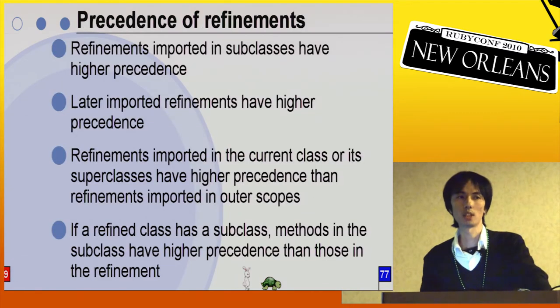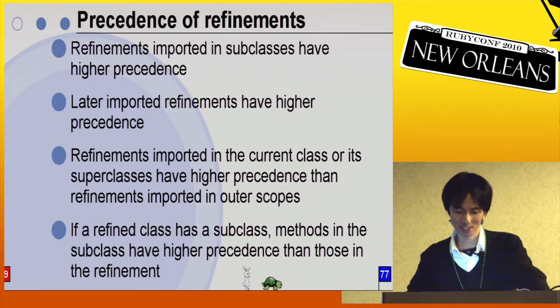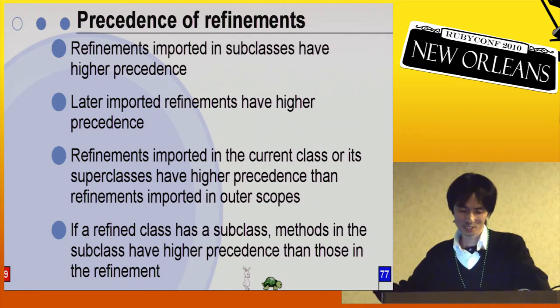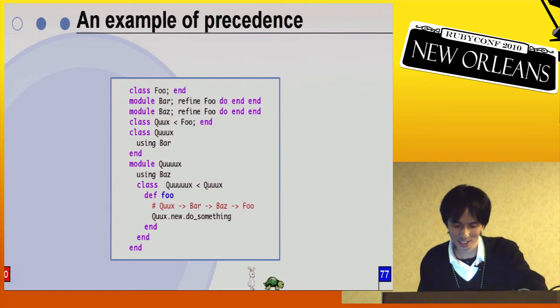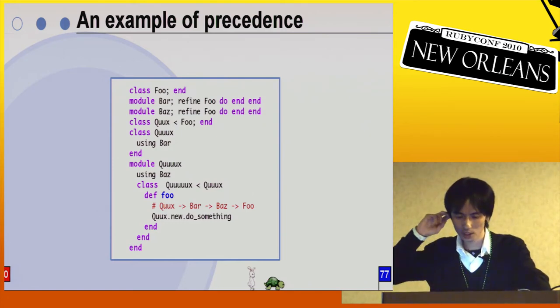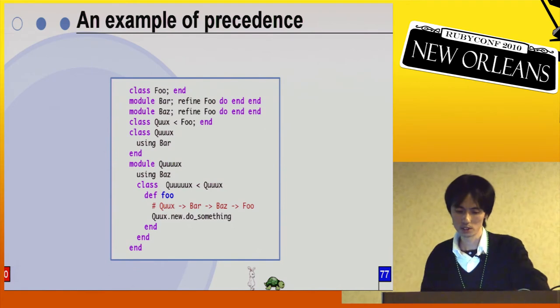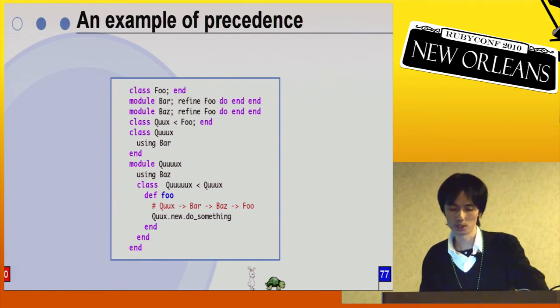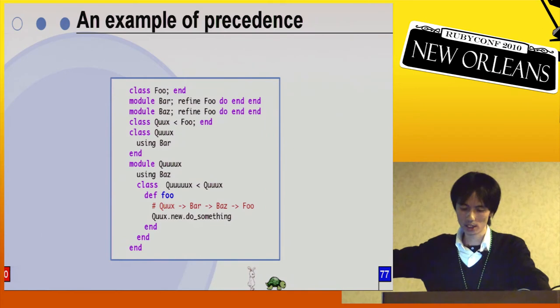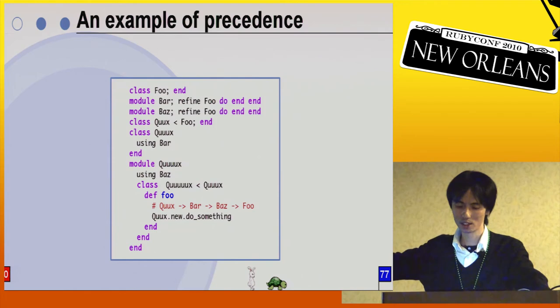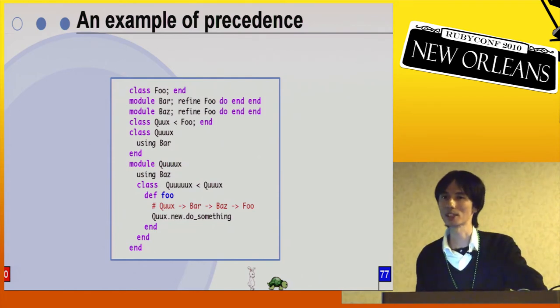The rules of refinements are very complex, so I would like to skip them. This is an example. In this example, if you invoke some method on an instance of Quux, the method is searched first in Baz, next Bar, and next Bar, and finally searched in Foo. Make sense?